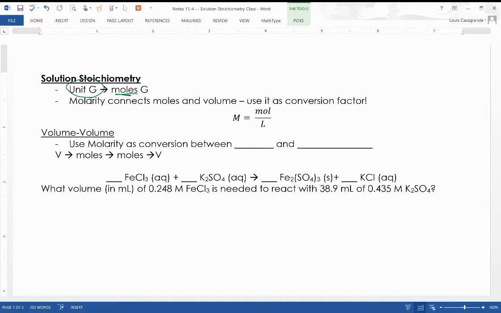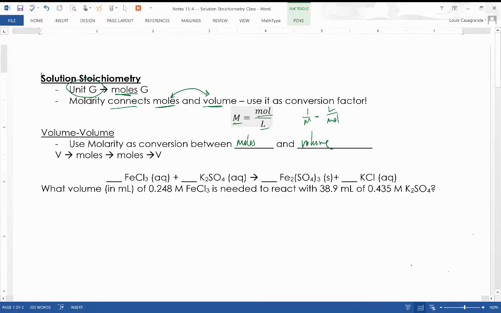All right, so we're going to remember that molarity connects the moles to volume. So it's a conversion factor between moles and volume, just like molar mass is a conversion factor between moles and mass. And so molarity is moles divided by liters. We can use that as moles over liters, or as we've seen before, we can use 1 over molarity as liters over moles if we need to use it in reverse. So let's fill in the blanks here. Molarity is the conversion factor between moles and volume.